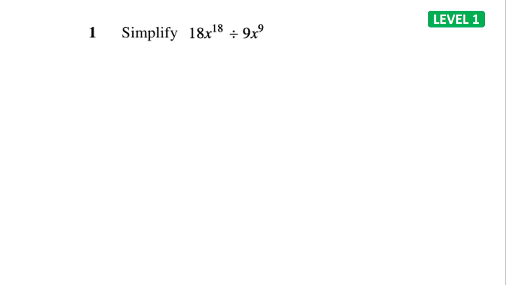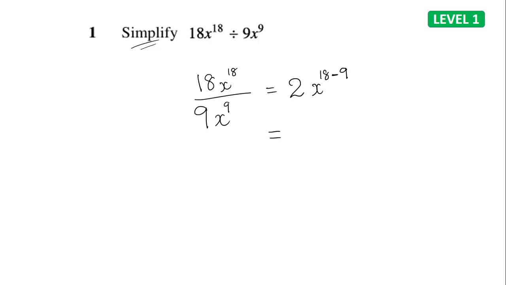Starting with easier questions, here they have asked you to simplify 18x to the power 18 divided by 9x to the power 9. So first I'll deal with the numbers. I have 18 divided by 9 giving me 2. And here it's x to the power 18. Since it's division, I'll subtract the denominator, the power here, which is 9. And my final answer is 2x to the power 9.